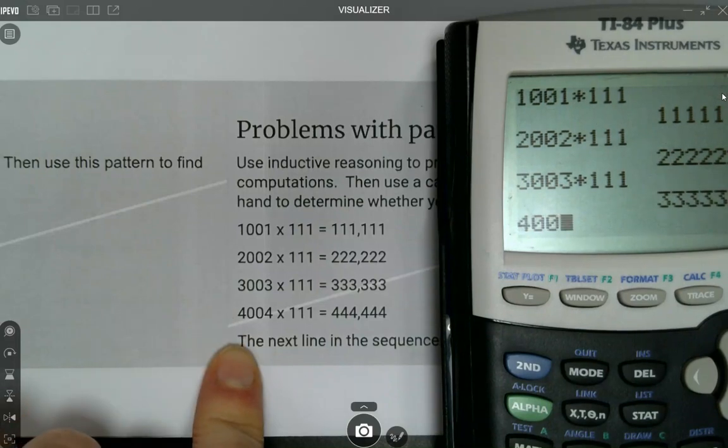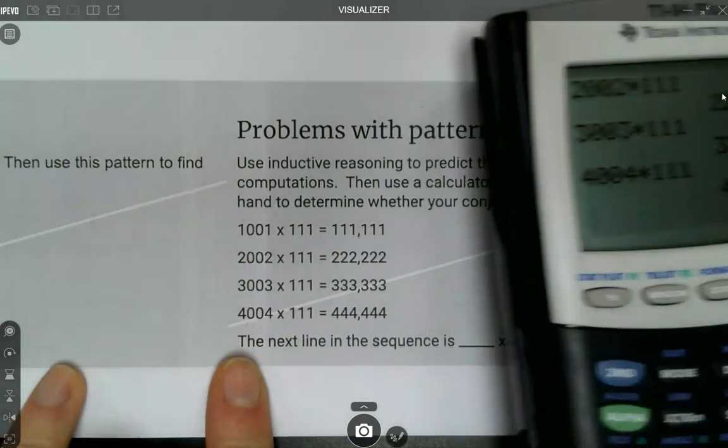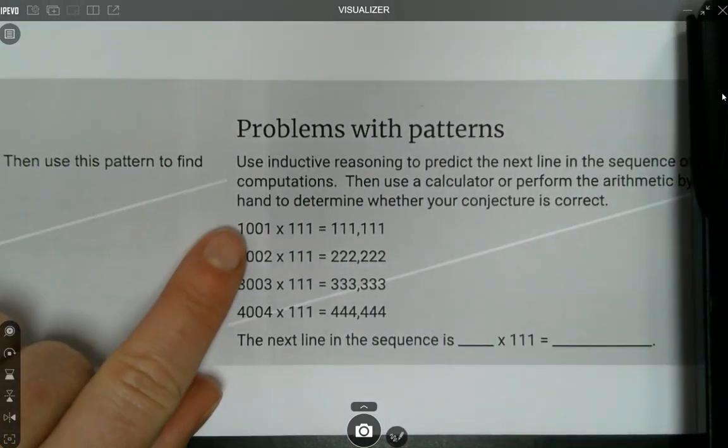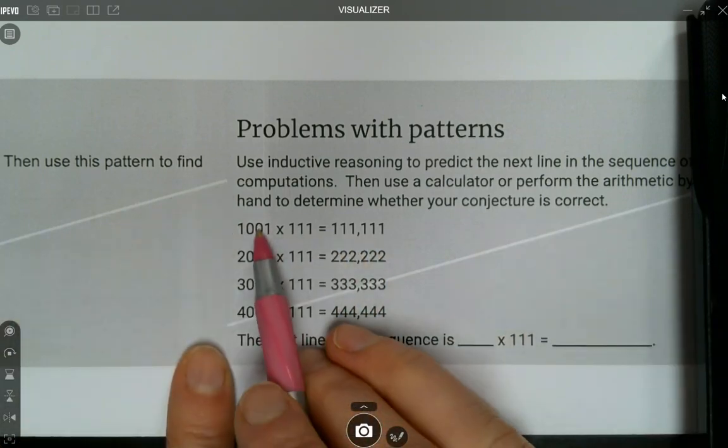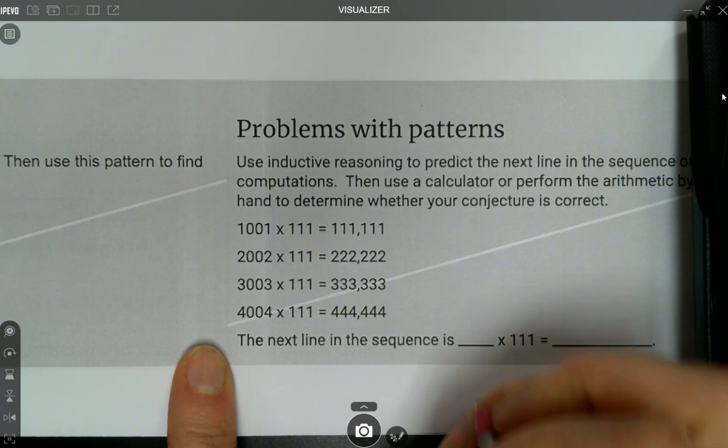Okay. So far, so good. Then how would I get the next line? This is the first line, and it's all ones. So this is the next line. This is the first, second, third, fourth. So the next one would be 5.